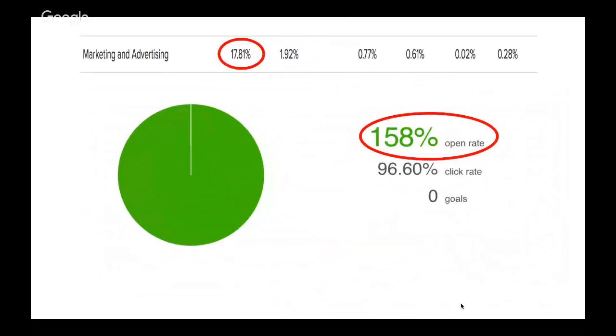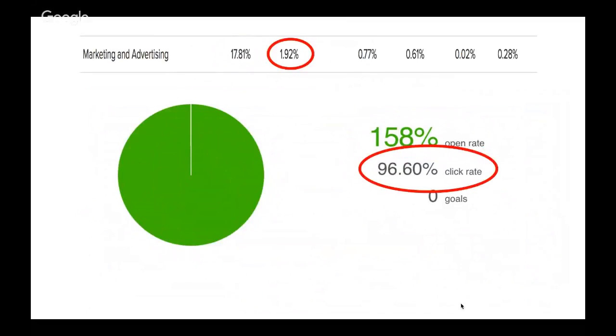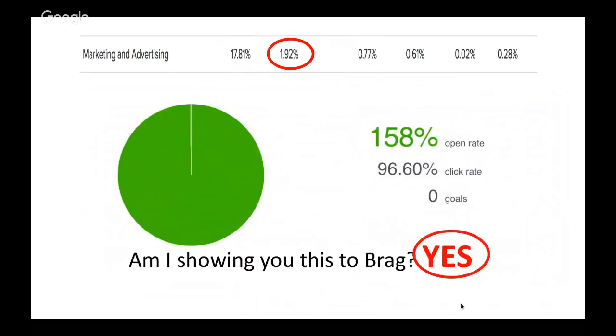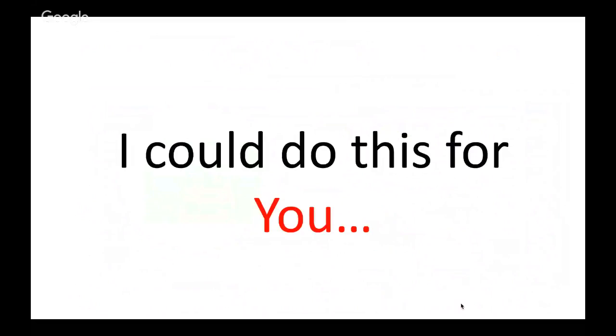And then this last campaign is just mind-boggling, I've got over 100%. You're probably looking at the screen saying, Jeremy, how can you get over 100%? What it means is people opened the email more than one time. And there's a nearly 100% click-through rate, so practically everybody clicked the link inside the email, and the industry norm is 3%. Even I, when I look at this, it blows me away. Am I showing you this to brag? I'm sorry, yes, I'm showing you this to brag, because I want you to know that I could do this for you.